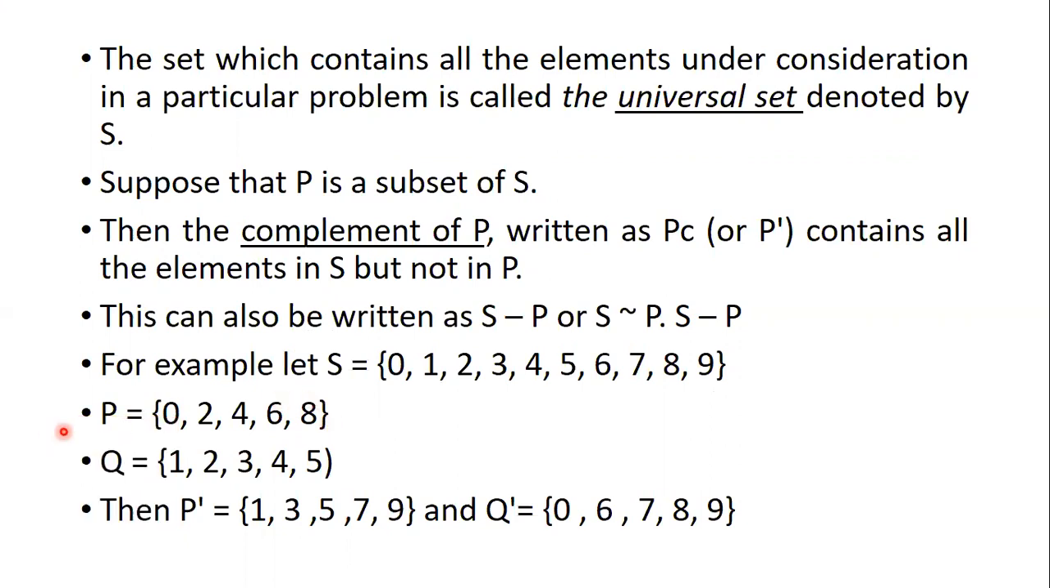So for example, if we take S as the universal set and P as one set, whatever elements are not there in P, we are going to write that as P complement. Same thing for Q: whatever is not there in Q will be Q complement. So that is the concept of complement.